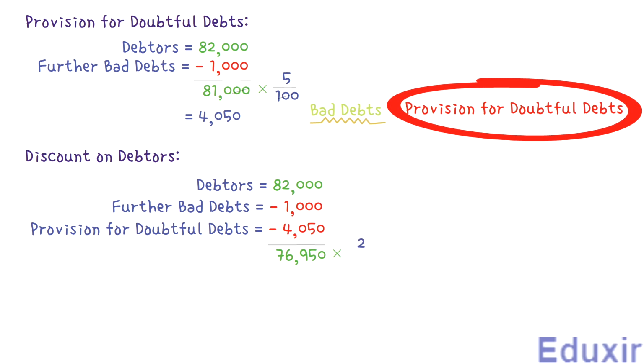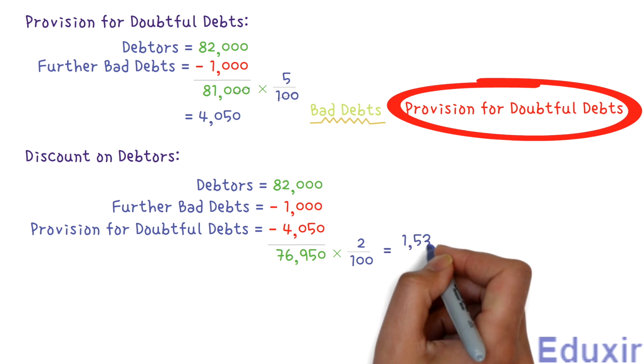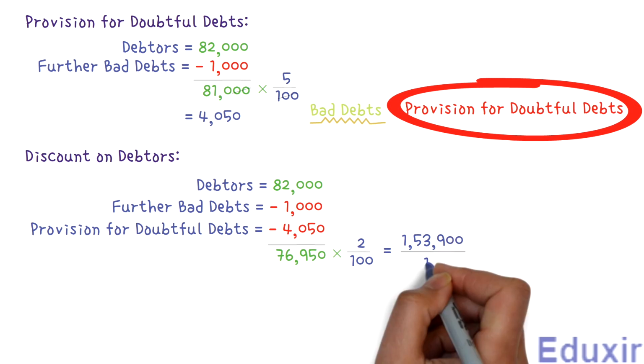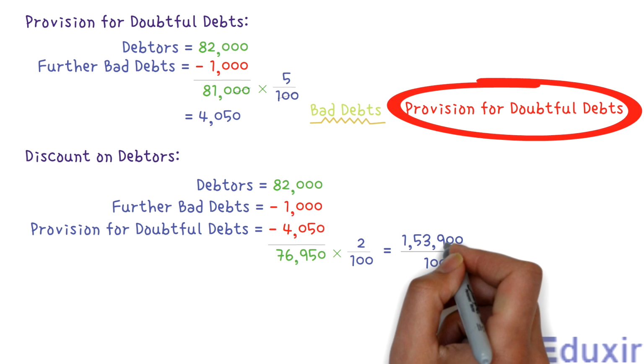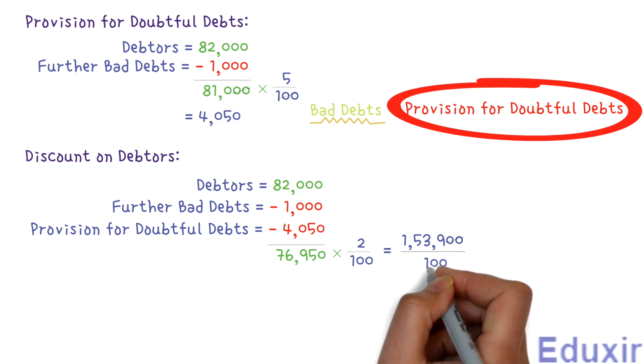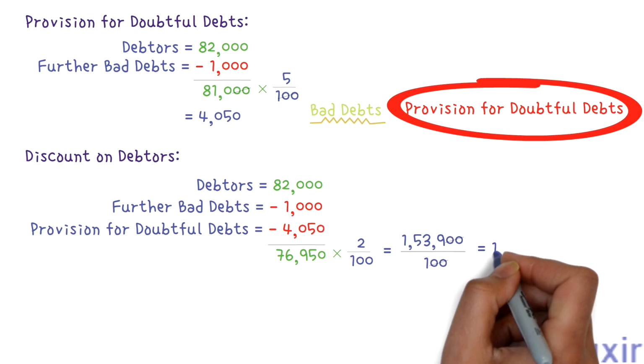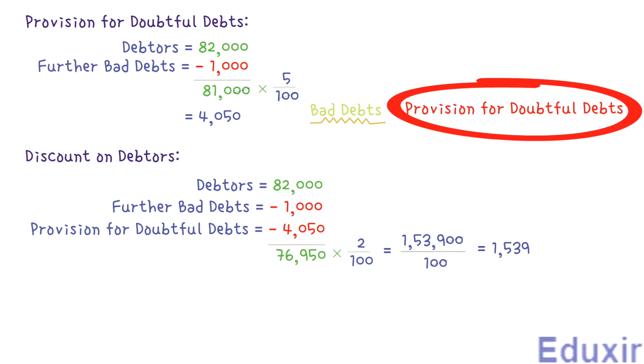rupees with 2 upon 100. Multiplying this 76,950 with 2, we get 1,53,900. And in the denominator we have 100. Now let's cancel the two zeros in the numerator for the two zeros in the denominator. The resulting value is 1,539 rupees. This is the discount that we are going to give to the debtors.